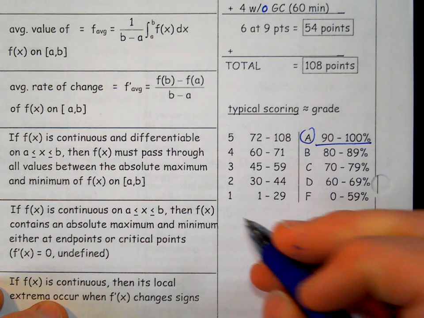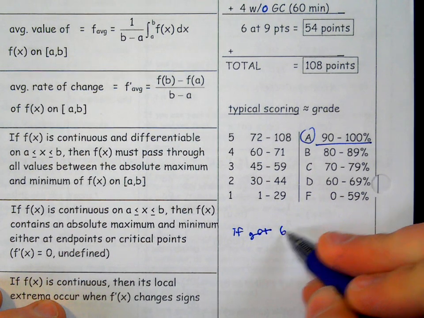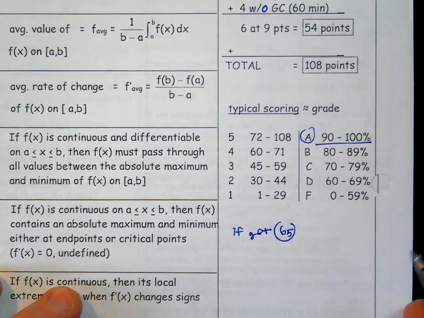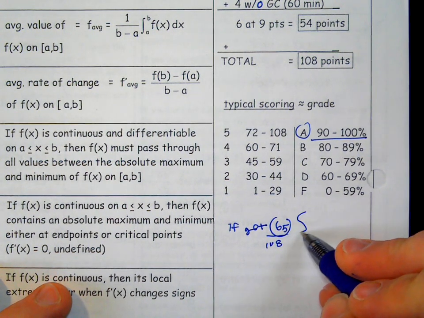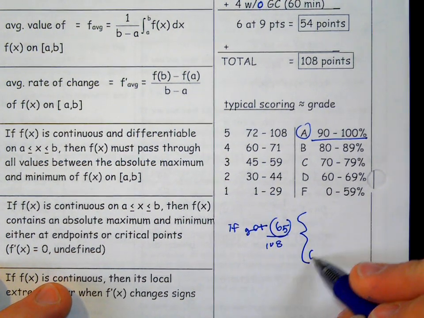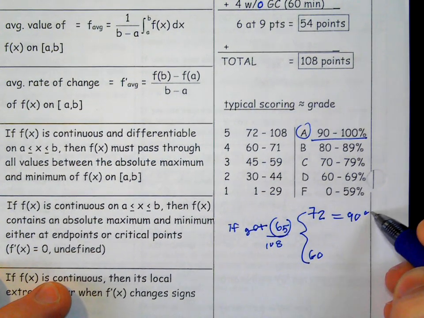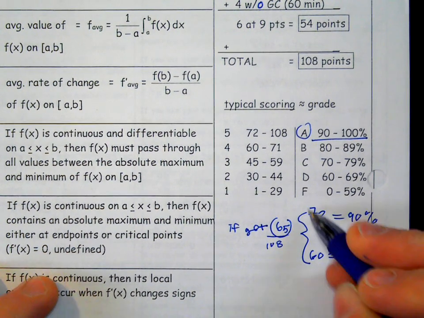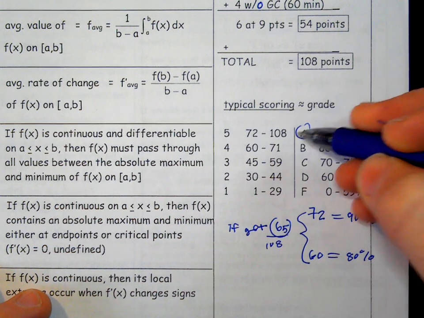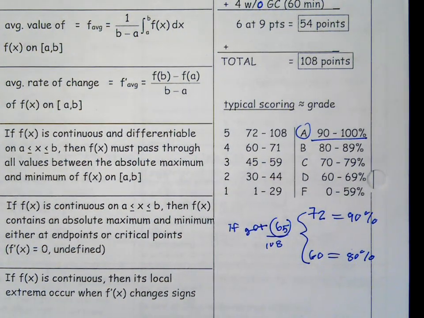Now, the way you do that, just as an example, let's say you got a 65. Now, a 65 out of 108 is between 60 and 72, right? Roughly, 72 is a 90, and 60 is the bottom of the 4, so that's an 80%, a B minus. You should expect to get an 80-something percent in my class.